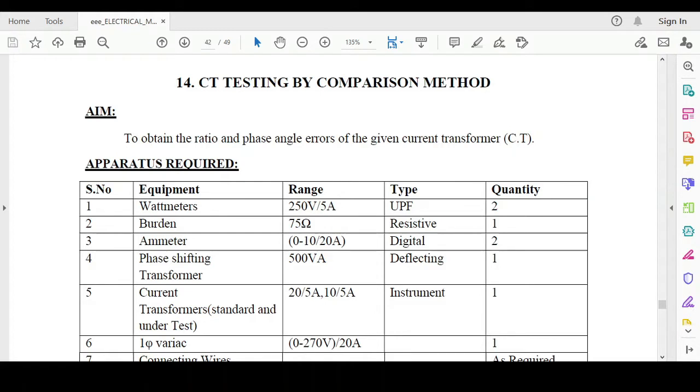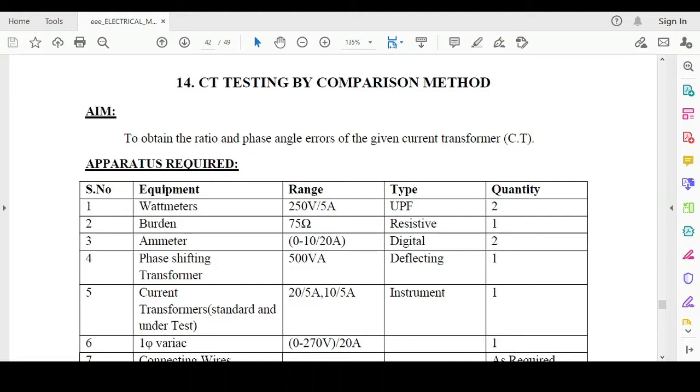Let us perform the CT testing by comparison method. CT abbreviates current transformer, which is used to measure the currents in AC transmission lines. Okay, so our aim of the experiment is to obtain the ratio and phase angle errors of your given current transformer. Here the method is comparison method. That means we have to compare our test current transformer with a standard current transformer.